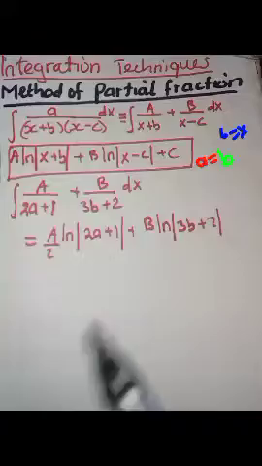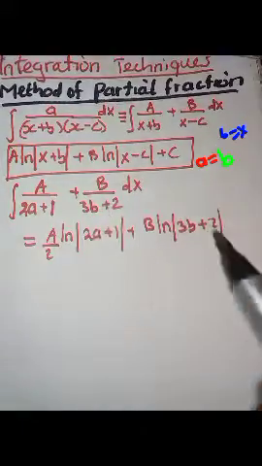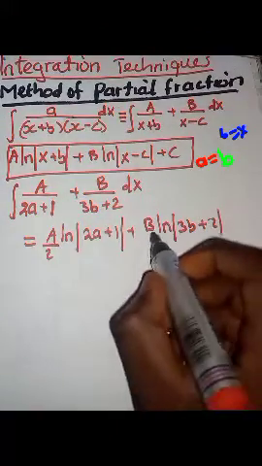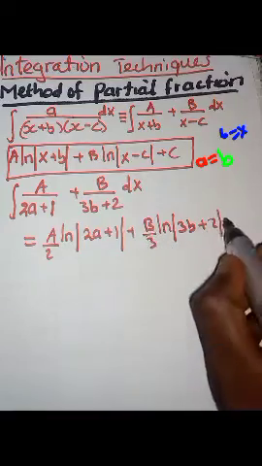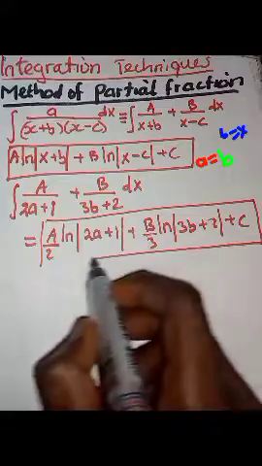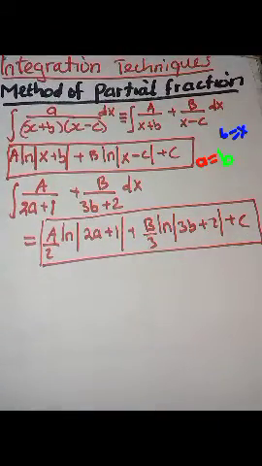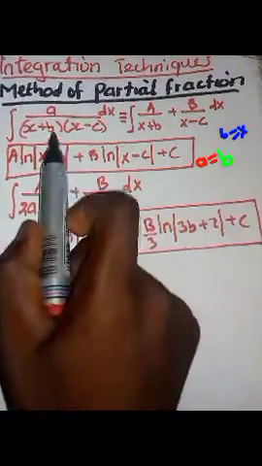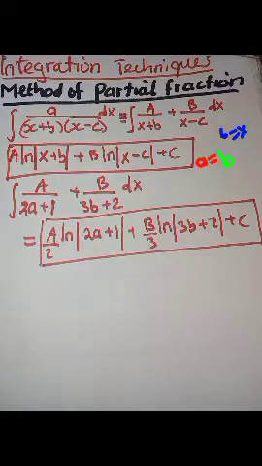Then the chain rule again says that we should divide by the derivative of 3b plus 2. So this is just going to give us 3 plus c. Good. So this is how we can evaluate the integral if the factors we have here are all linear.